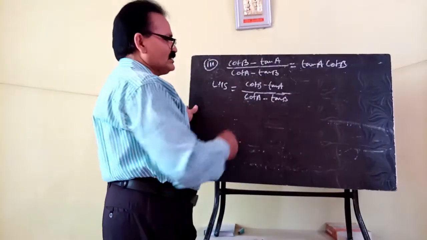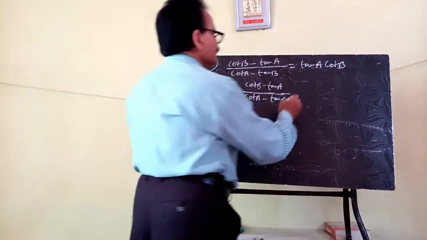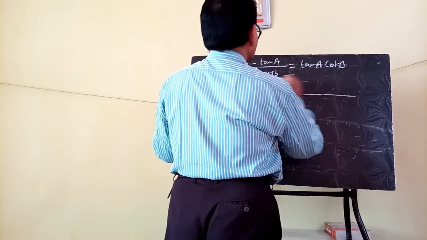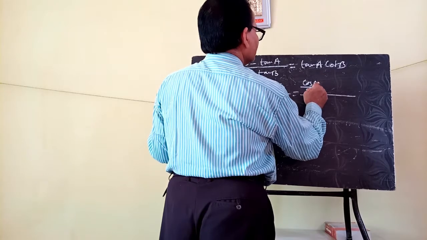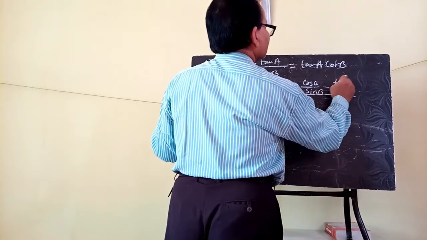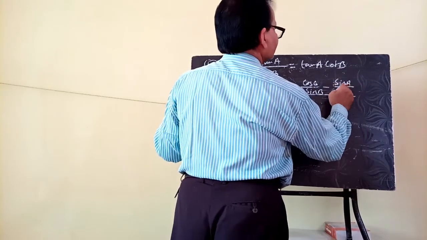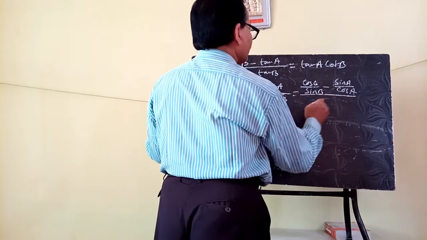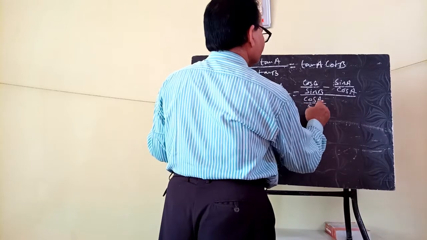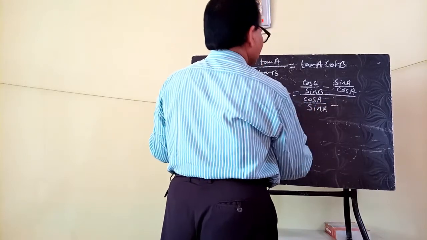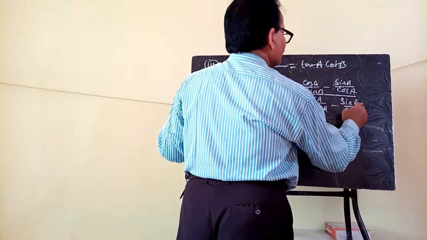Now there is no other option instead of changing into sine and cos form. So instead of cot B you write cos B by sin B. Cos B by sin B minus tan A can be written as sin A by cos A. Similarly, cot A means cos A by sin A, minus tan B means sin B by cos B.